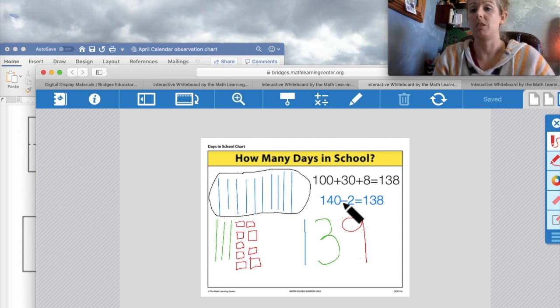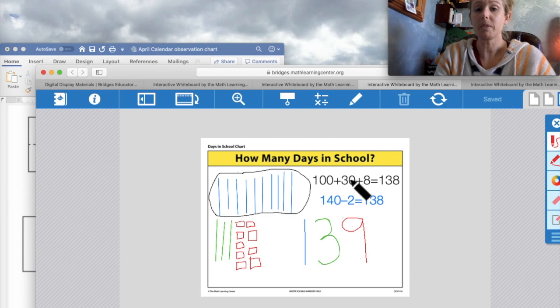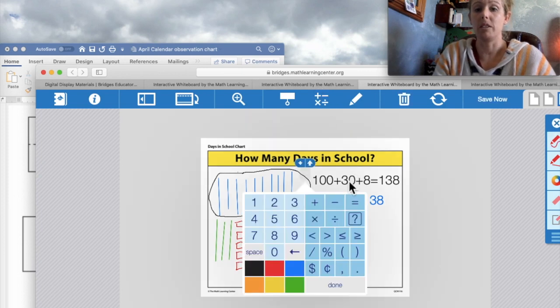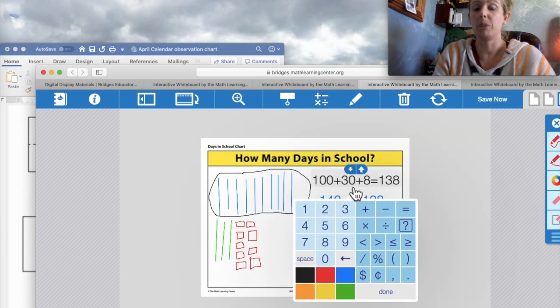Now let's look at our equations. These are the equations that I would like you to be practicing, but I want to see some of your other equations that you can share with us and your teachers. So let's click on, we have our 100 plus 30 plus 8 equals 138. Knowing that we added more 1s here, we had one more. We need to make it 139.